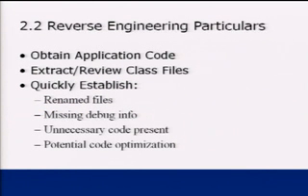Now, in terms of reverse engineering particulars, you obtain an application code version, you extract the class files, and you try and establish quickly what level of obfuscation is in place. This is even being done in terms of scoping for penetration tests. It's a process that helps you identify how much time you need to reverse engineer a particular component or application.